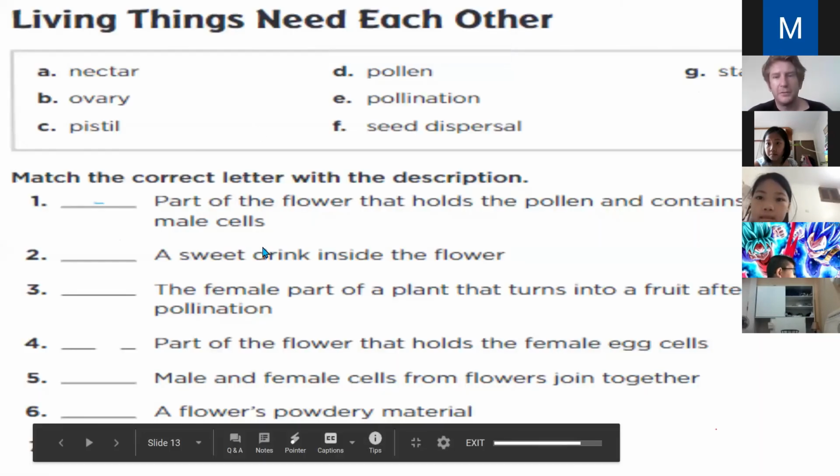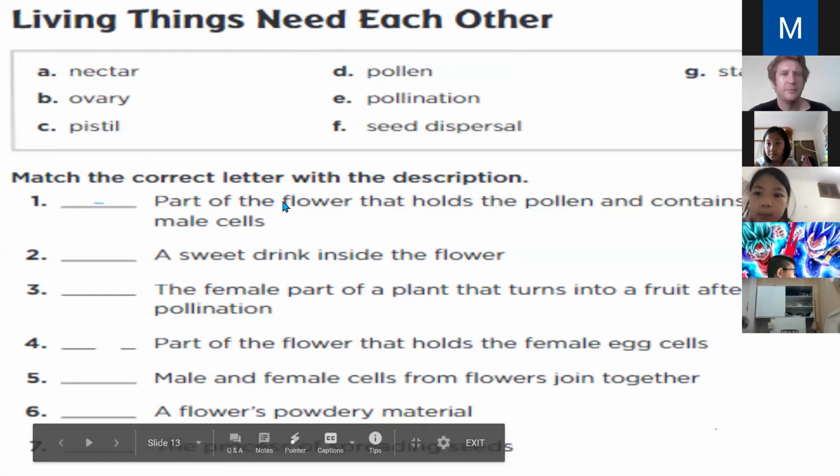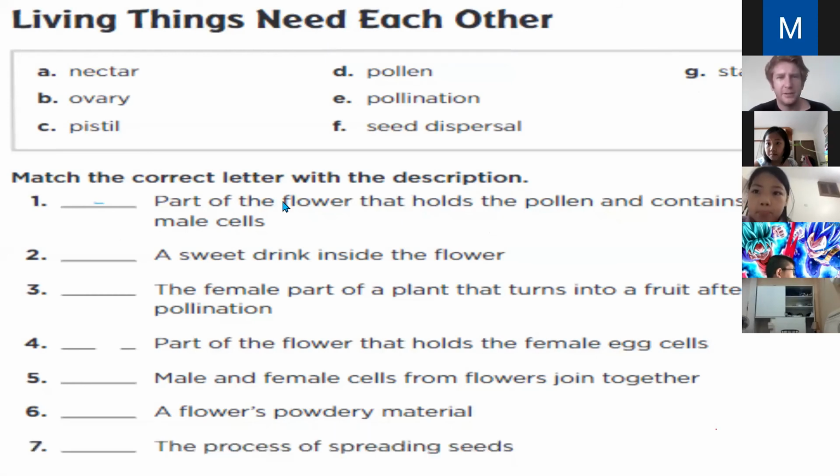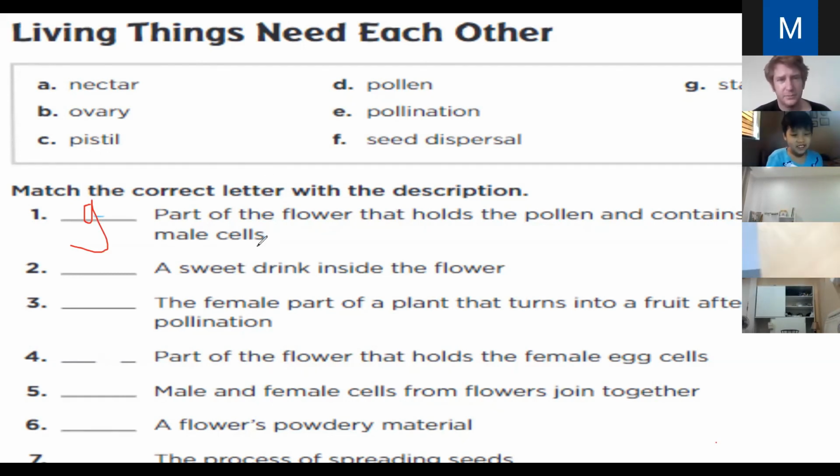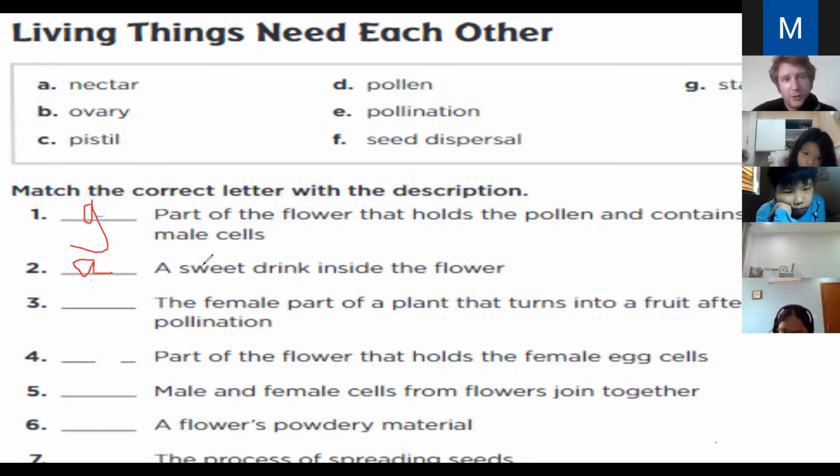Number 1, part of the flower that holds the pollen and contains the male cells. What is this? Rosie, which letter? G, yes, G, good stuff. Number 2, a sweet drink inside the flower. Which letter? Sweet drink is found inside a flower. Look at question number 2. Nectar. Nectar. Okay.